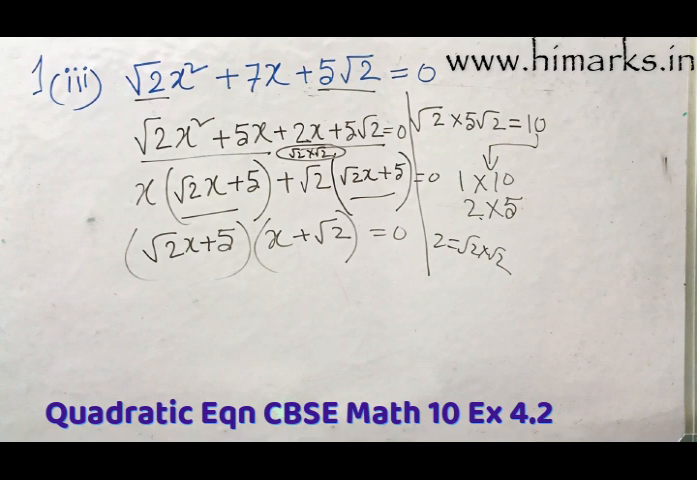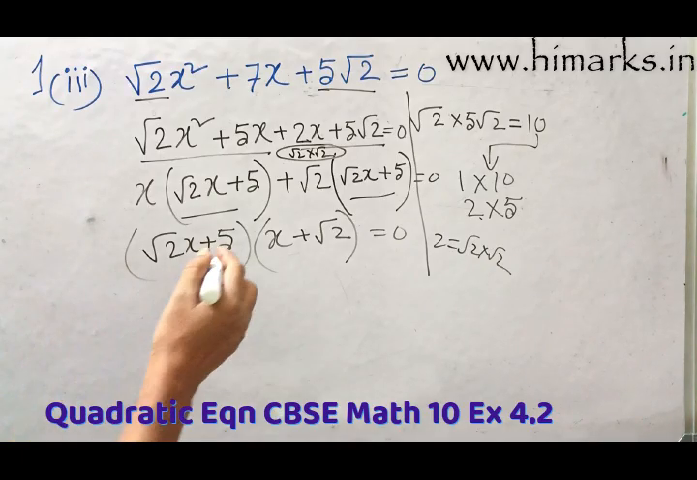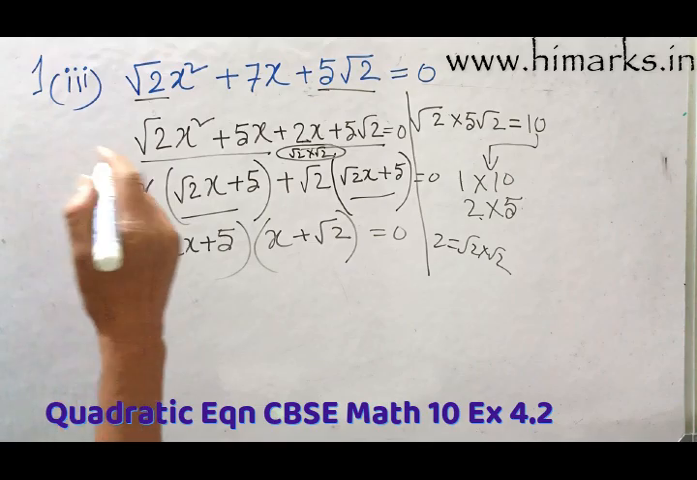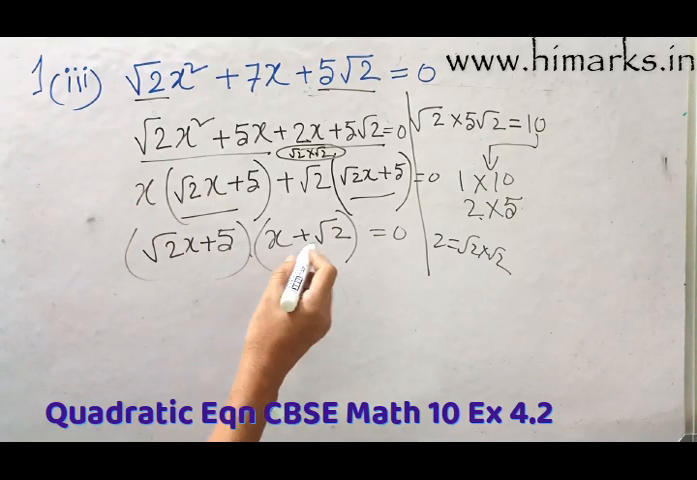Middle factor. Means with the help of the middle term we are able to factorize it. Factorize means broken as two parts or three parts. So here we have broken it as two parts. Okay, now the product of 2 is 0.